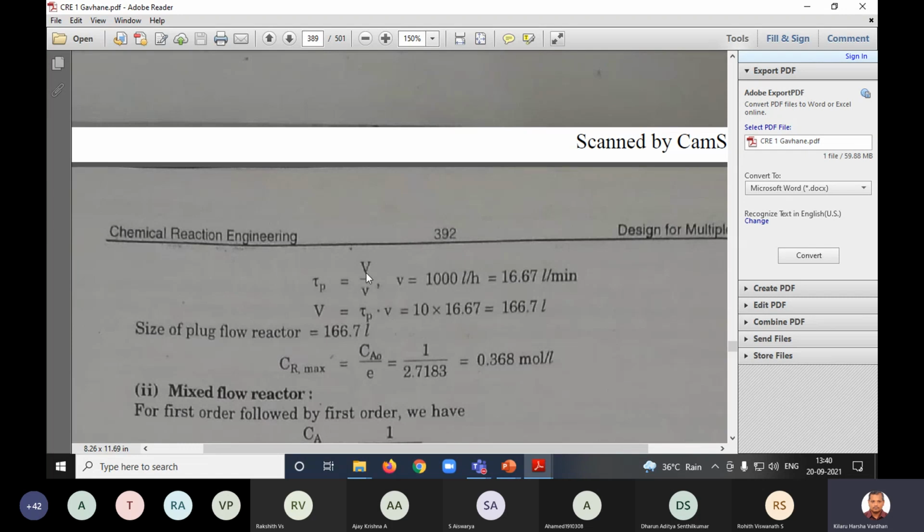The volume is also asked, so V is tau P into V naught. Therefore, this is 166.7 liters if you are using a plug flow reactor. You get a CR maximum of 0.368 mole per liter.